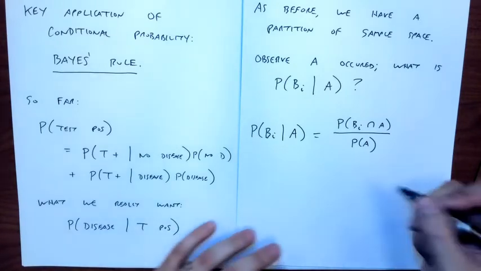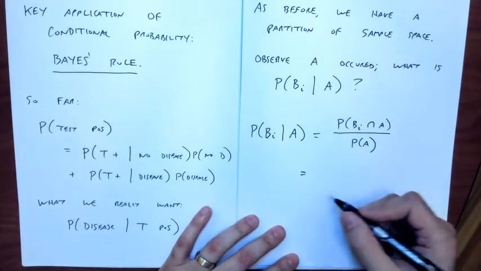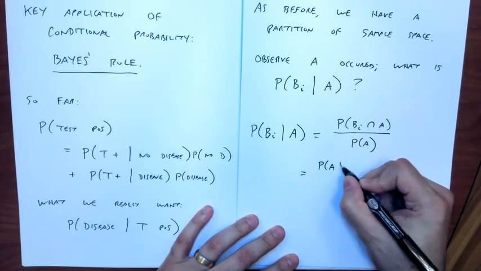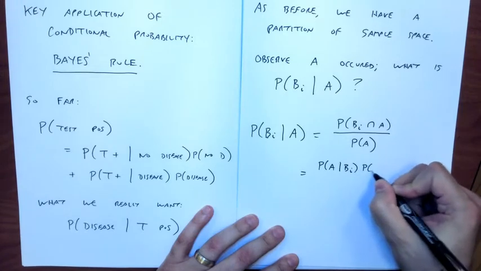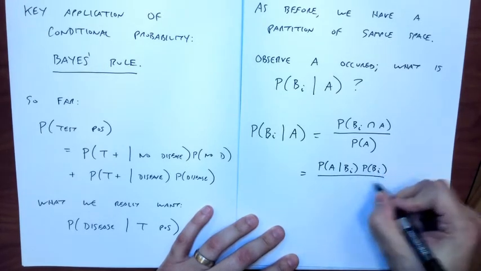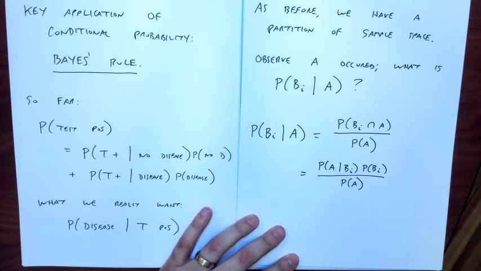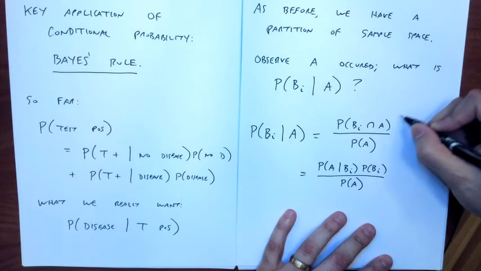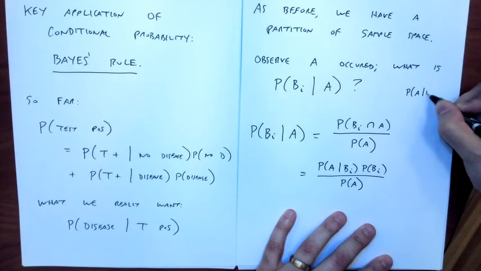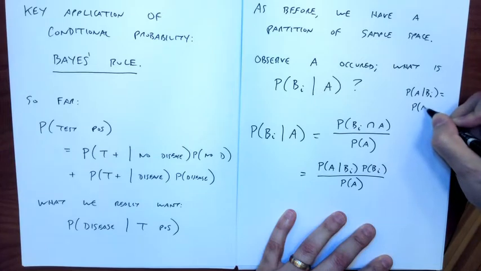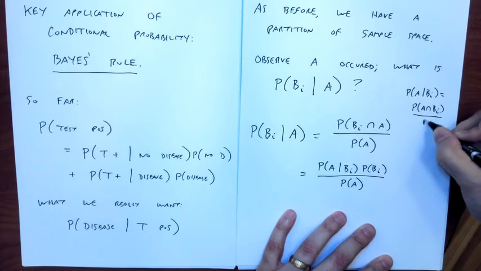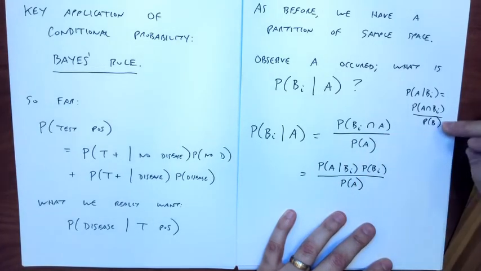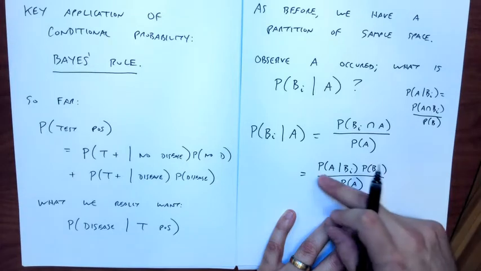And now I can take apart the top and say the probability of this intersection is the probability of A given B_i times the probability of B_i, over P of A. Why is this? Remember that the probability of A given B_i is equal to the probability of A intersect B_i over the probability of B_i. So I'm just bringing this P of B over to the other side to make the thing on the top.